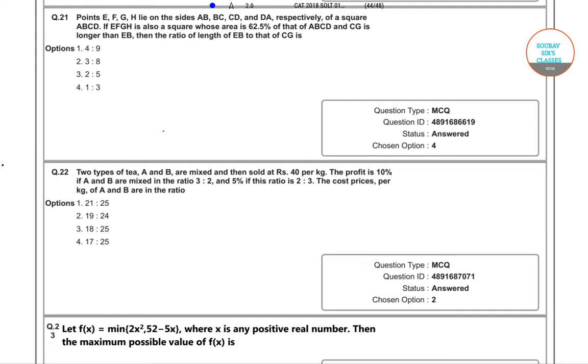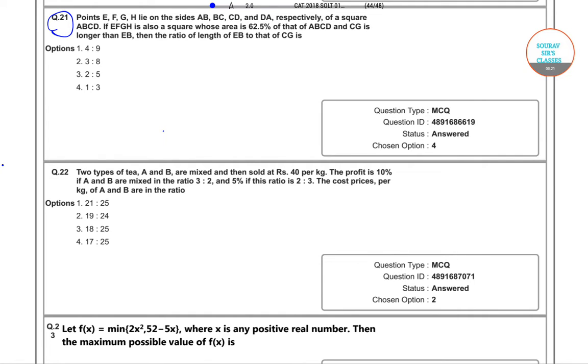Today we'll be solving questions from the CAT 2018 question paper. We'll be solving questions from slot 1 of the exam. In today's session, we'll be solving questions from the quantitative aptitude portion. So let us start off with question number 21 now.